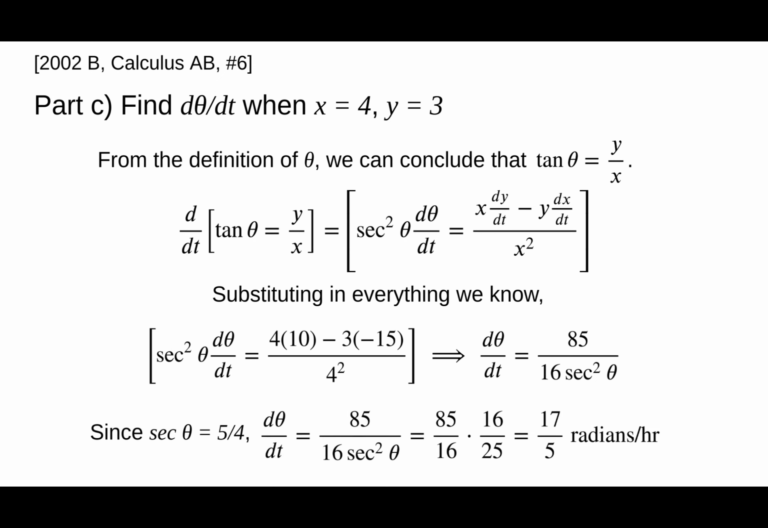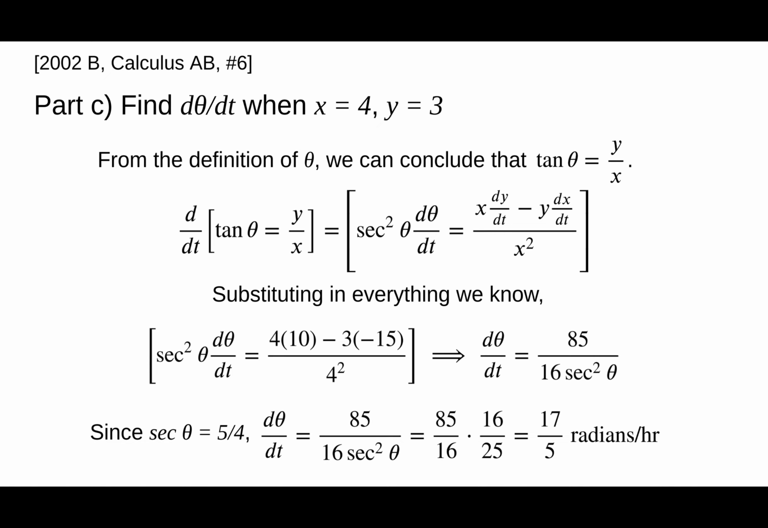Given the definition and the distances provided, secant theta is 5/4. So we can then plug 5/4 in for secant theta, square that, 25/16. And eventually we get 17/5 radians per hour.